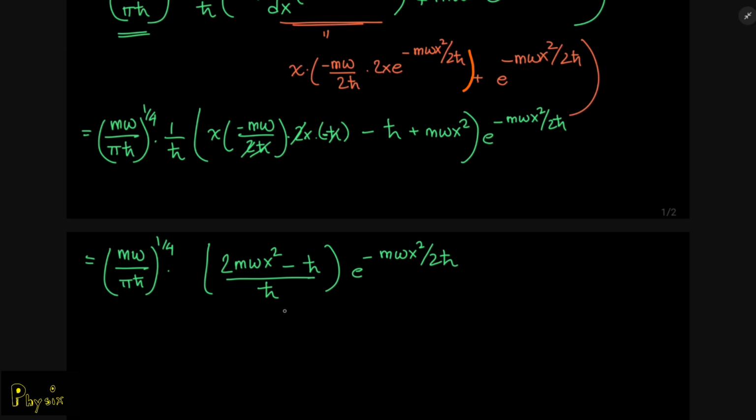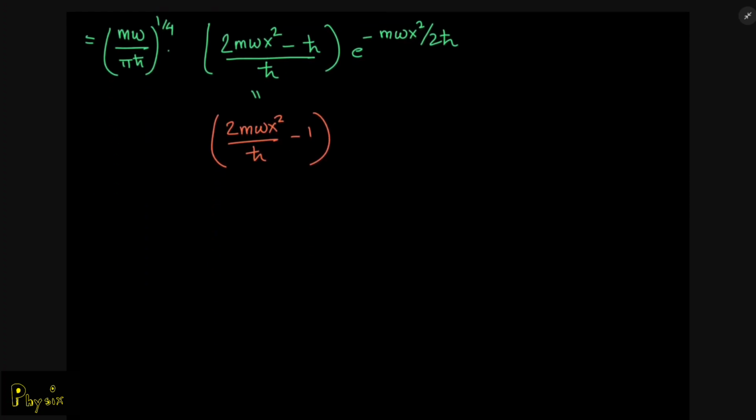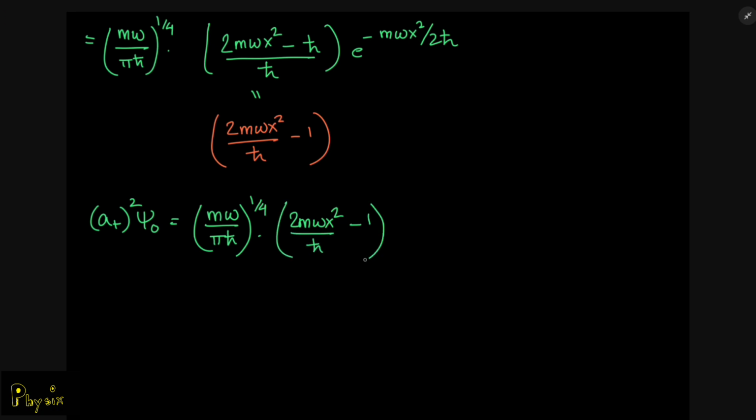Okay, and this basically equals 2mω x² over ħ minus 1, right? So finally, we have that a₊² on ψ₀ is basically (mω/πħ)^(1/4) times (2mω x²/ħ − 1), but the first expression has an ħ in the denominator, times e^(−mω x²/2ħ).